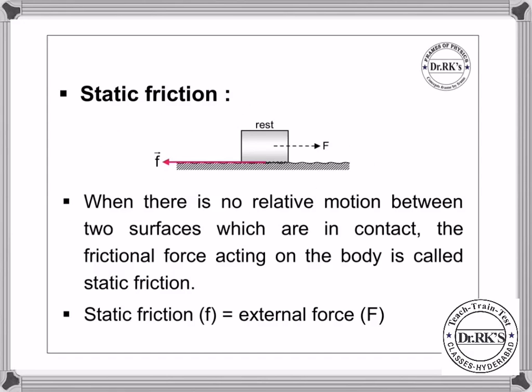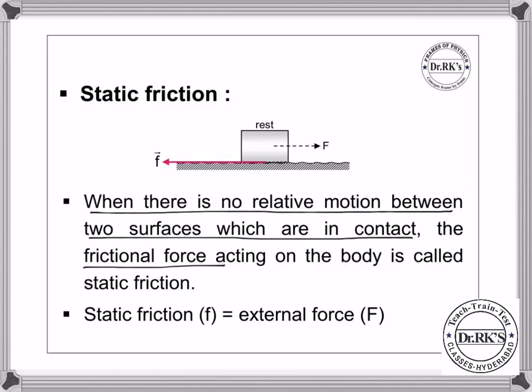When there is no relative motion between the two surfaces which are in contact, the frictional force acting on the body is called static friction. So you can say when the body is not moving, this applied force can be equal to the static friction.